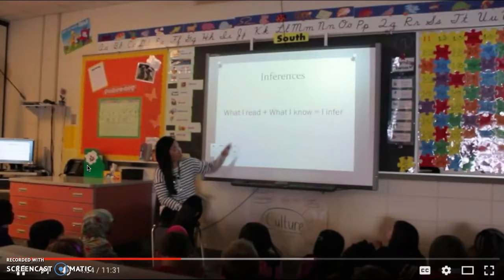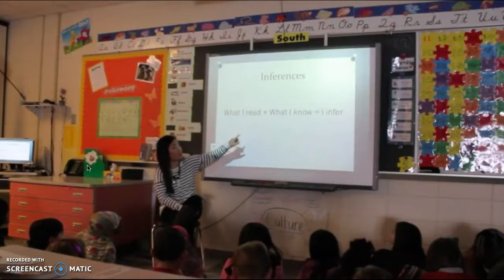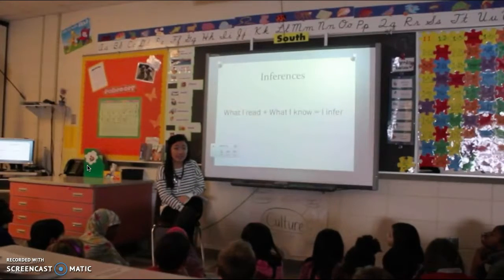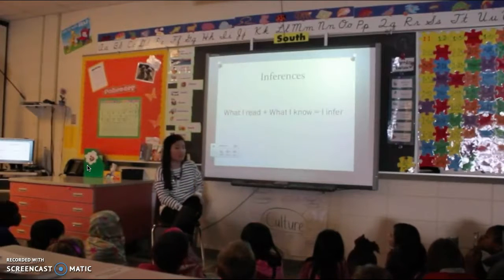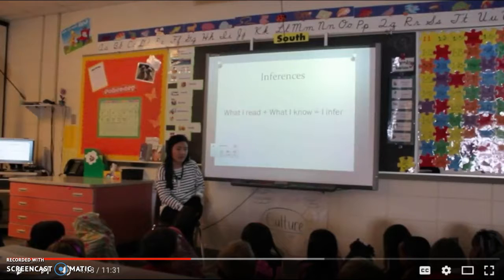Today, we did something really similar to this, okay? So yesterday we did what I see plus what I know equals I infer. But instead of what I see, we're going to do what I read plus what I know equals I infer, all right? Important to notice here that she uses a similar formula, one that helped them with inferring pictures and will also help them to infer text.